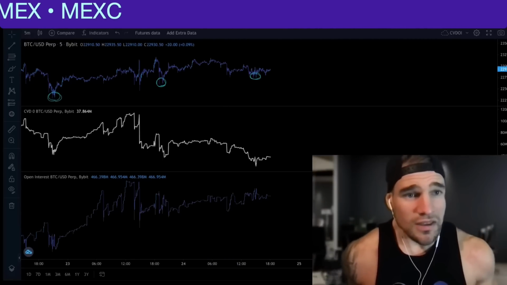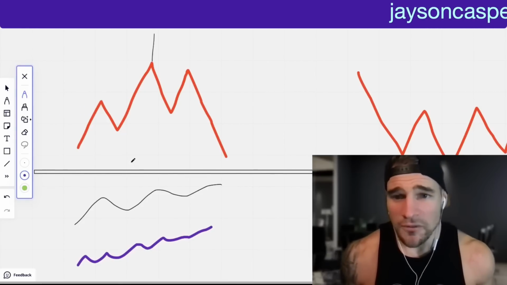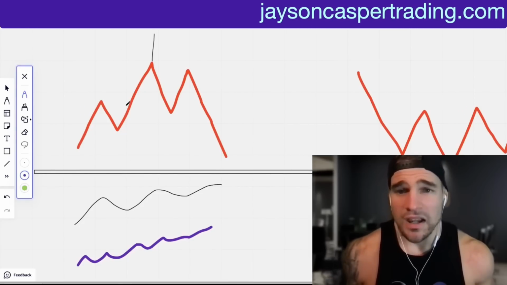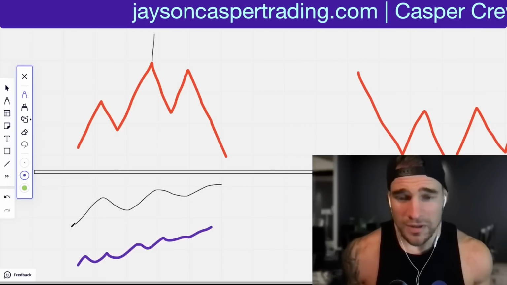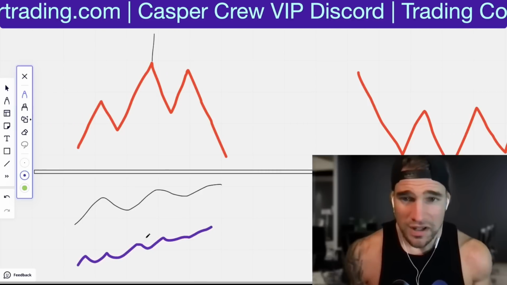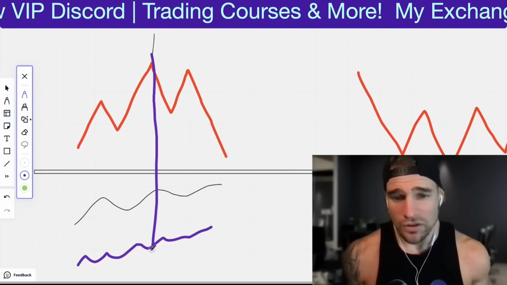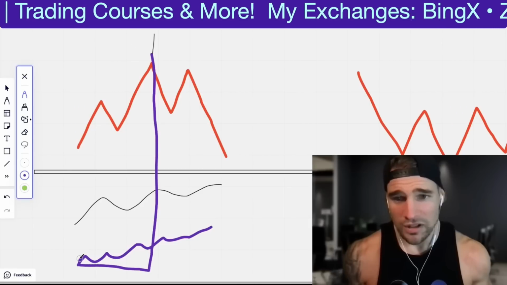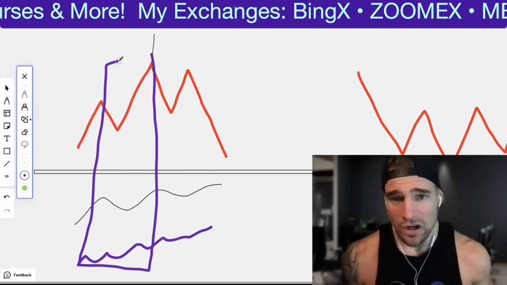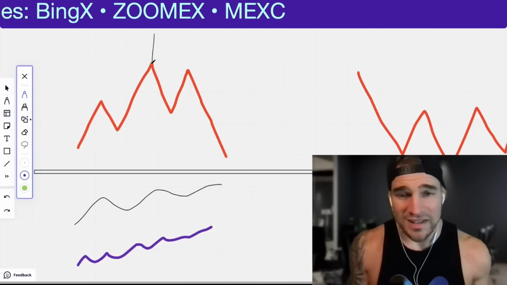So right here, this is going to be a bearish CVD divergence. If we see that the price is making higher highs in an uptrend, and we see the CVD is getting higher, and we see the open interest is increasing, we can tell ourselves this uptrend is being fueled by new traders entering into the market. They're entering long, and because there's more buyers than sellers, the price is getting higher.